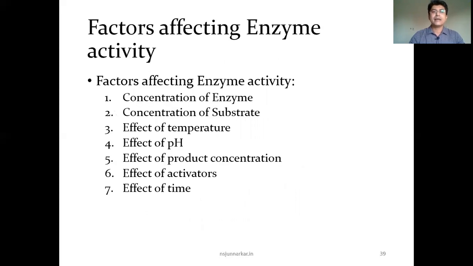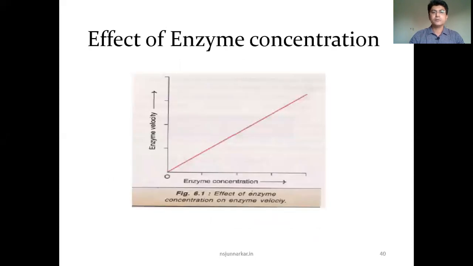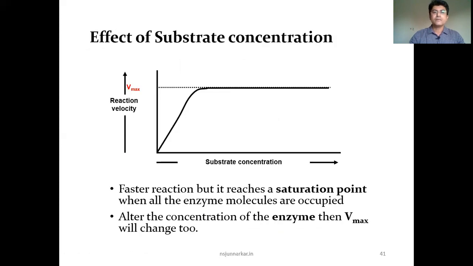Factors affecting the enzyme activity. So here several factors affect the enzyme activity: concentration of enzyme, substrate, temperature, then pH, product concentration, and so on. As the enzyme concentration increases, the enzyme velocity also will increase in a linear manner, whereas in case of substrate concentration, we have already seen a hyperbolic curve is seen.